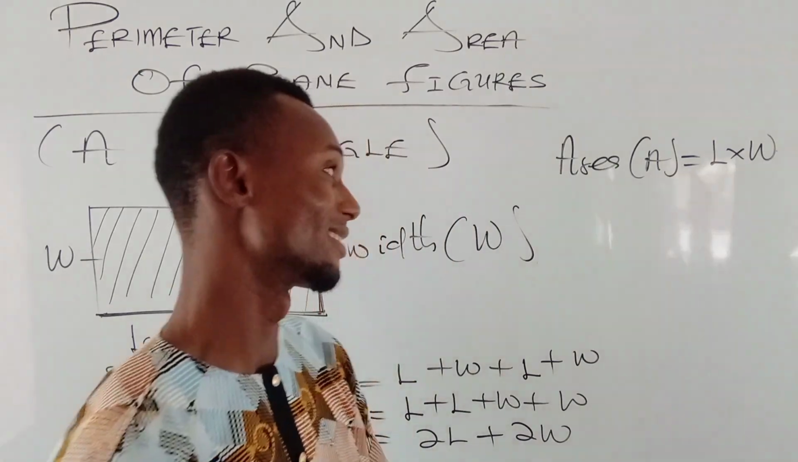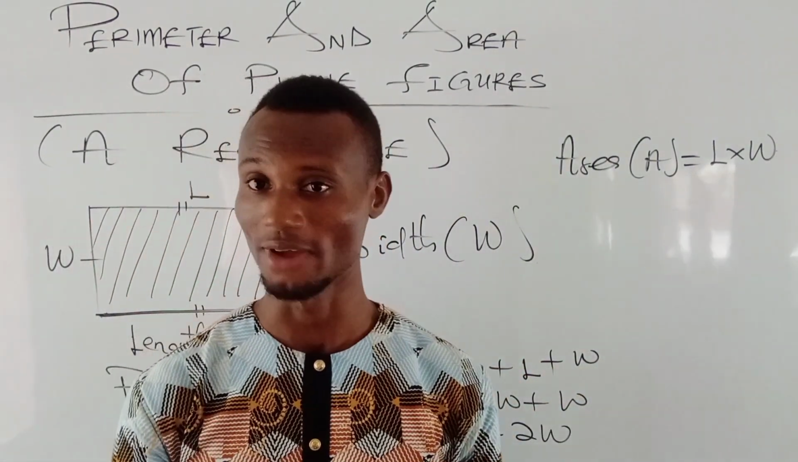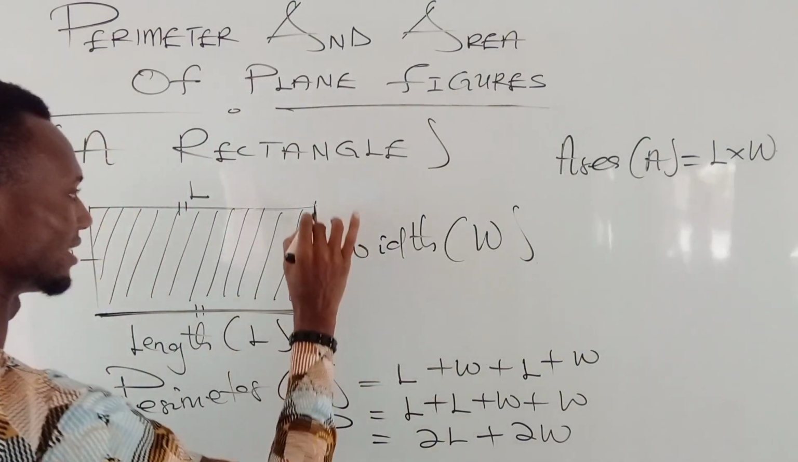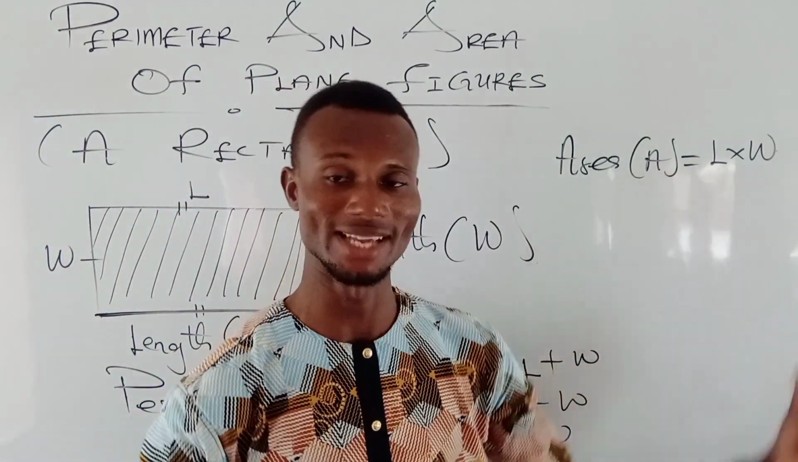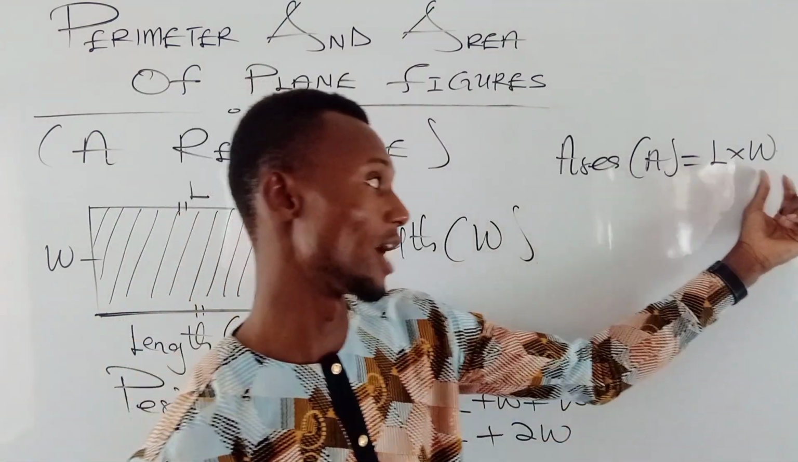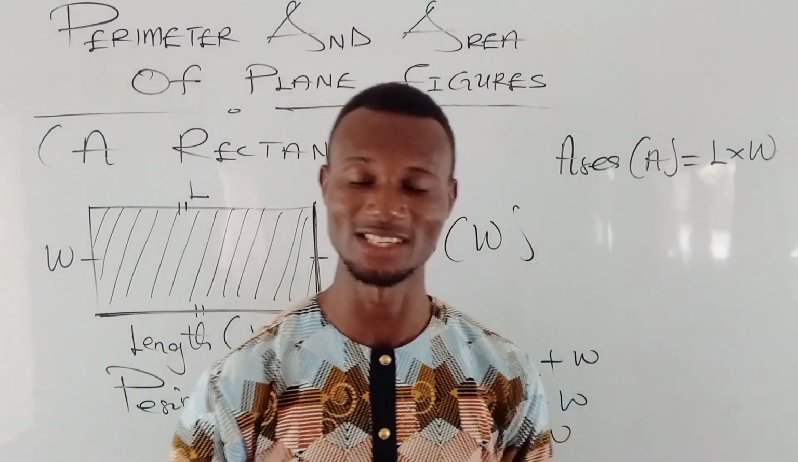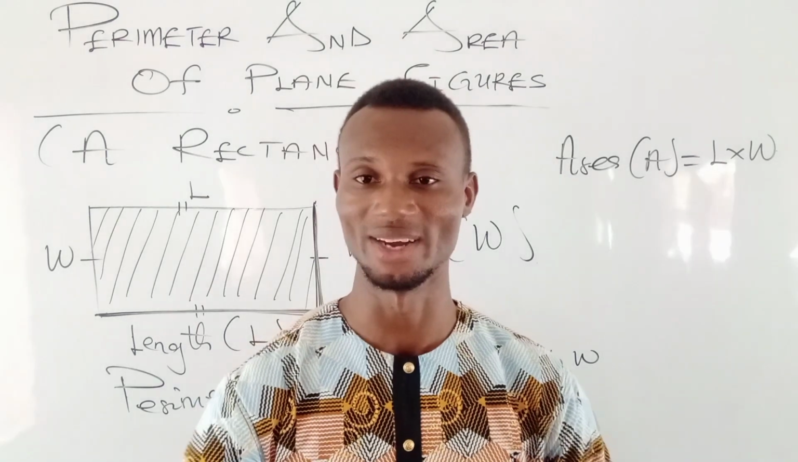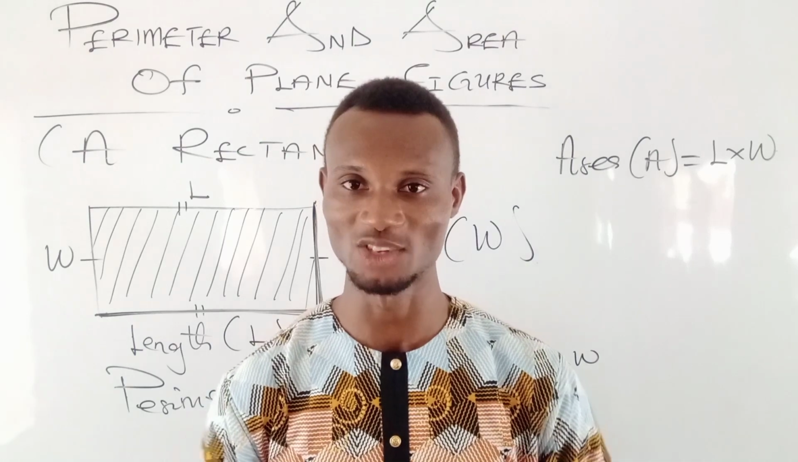I hope you can see now. This is the formula for finding the area of a rectangle. It's simply the length times the width. Area equals length times width, and you know that L means length and W means width. This is the formula that you need to have in mind when we are talking about a rectangle. I hope the explanation is clear enough and you understood it as well.